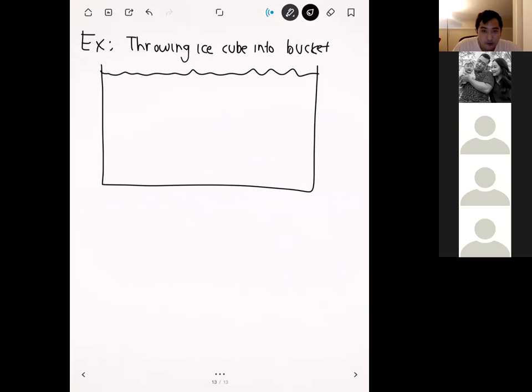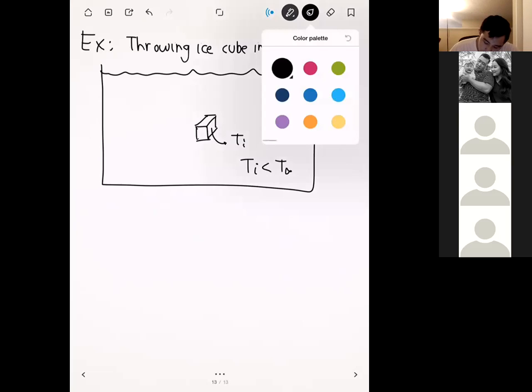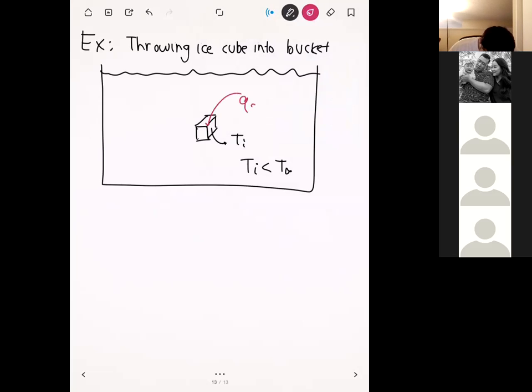All right, so just like before, we're going to have a big tub of water here, and then we're going to have an ice cube. Just like before, this ice cube has an initial temperature T_i. But this time, T_i is less than T infinity, so the water is warmer than our object. Instead of convection heat transfer leaving the object, we're going to have convection heat transfer coming into our ice cube, because the temperature difference is opposite here.